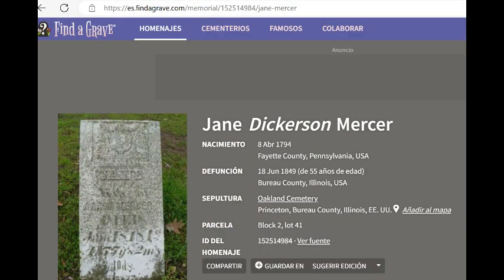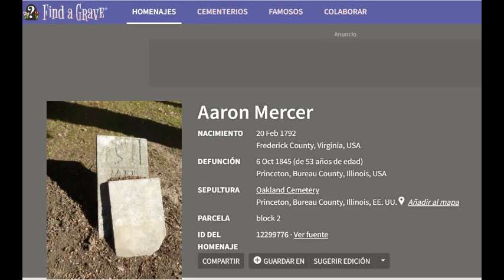Now, next in this chain with Lafayette, we look at Jane Dickerson Mercer. Now, notice, born 1794 in Fayette County, Pennsylvania. So this is definitely going to relate to the so-called estate of the heirs of Lafayette. Next, we have Aaron Mercer, Frederick County, Virginia, born 20th of February, 1792. Again, Frederick County, Virginia. Now, for this person, of which it's allegedly the husband of the other person, we should notice the place being Virginia as birth, while the other person was Pennsylvania.